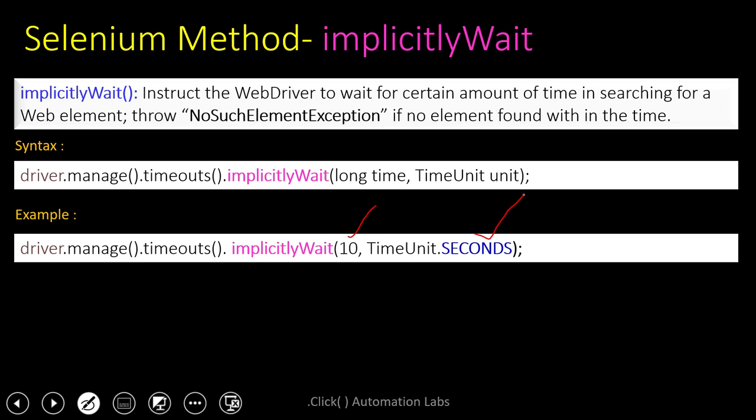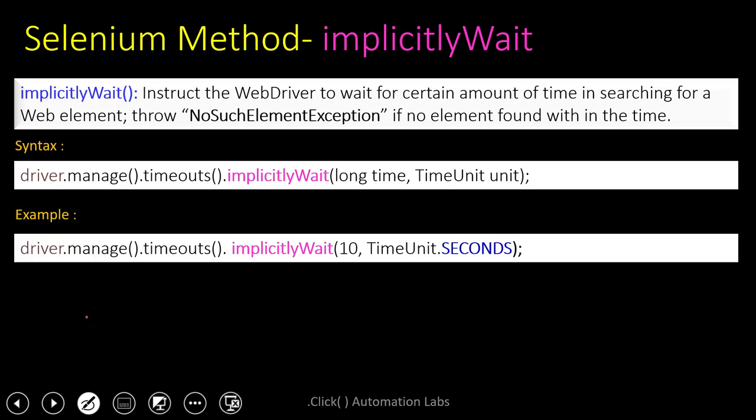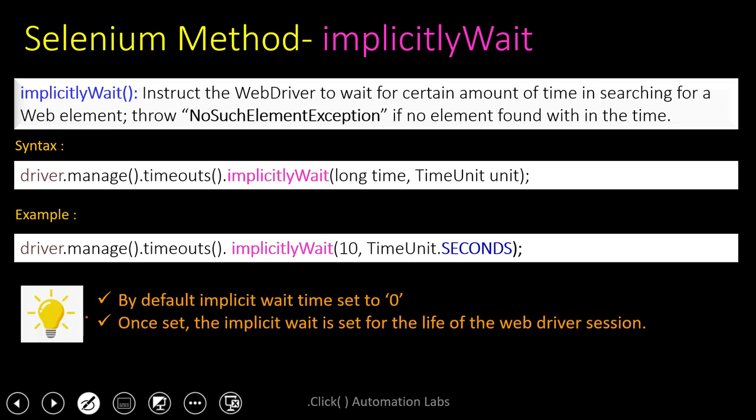So we have page load, we have element load. Then why do we need a third procedure of waiting for elements? Let's see why we need that. Before jumping onto the third method, let us look at a few important things. By default, the implicit wait time is set to 0. So if you don't mention it, it won't wait.